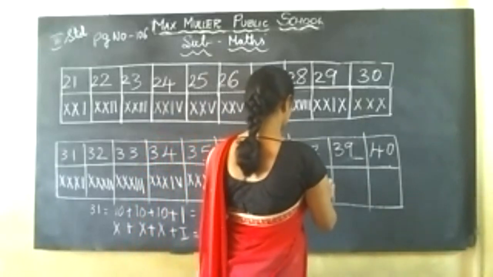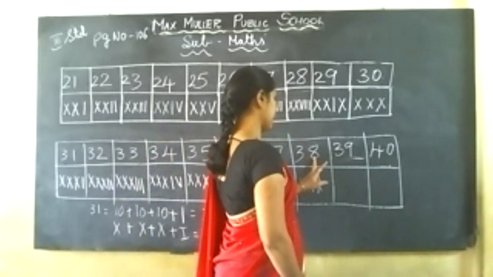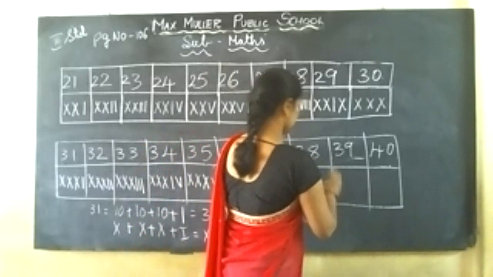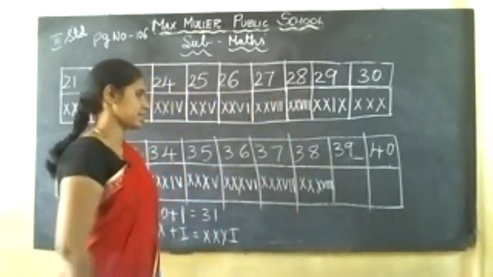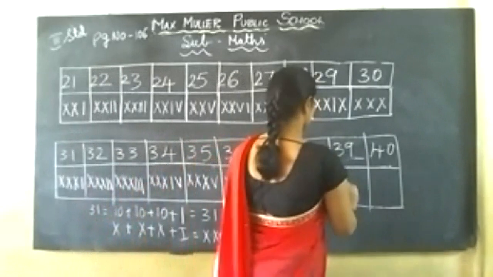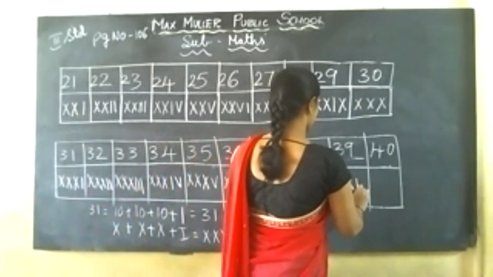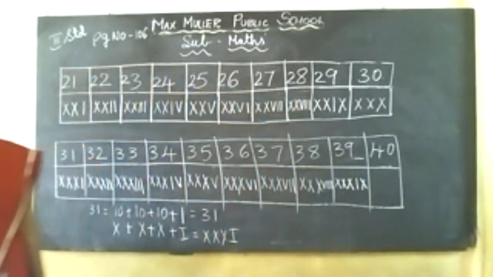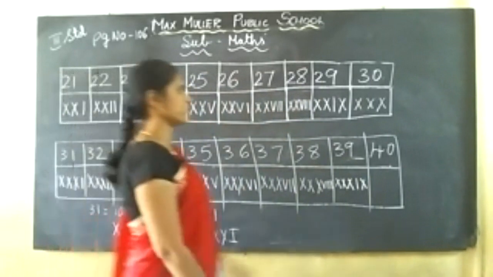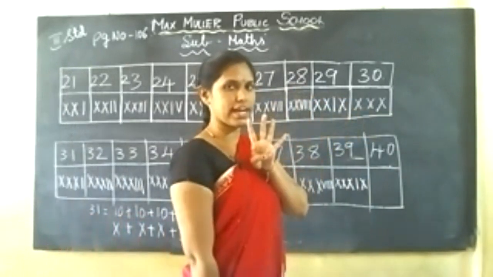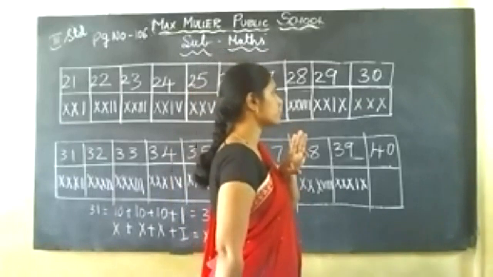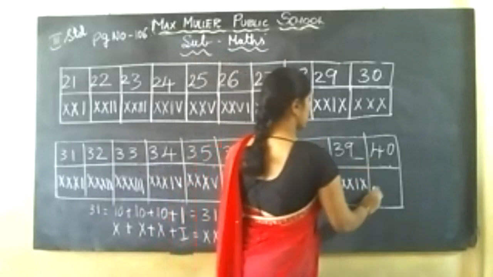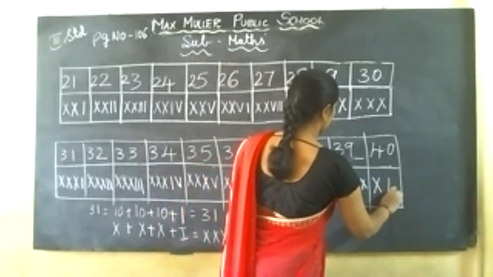X, X, X, 38. 38 means V, 1, 2, 3. Next, X, X, X, I, X, 39. 40, we can't write X 4 times. Can we write? No, only 3 times you have to repeat, not more than that. So for 40 the value is XL.